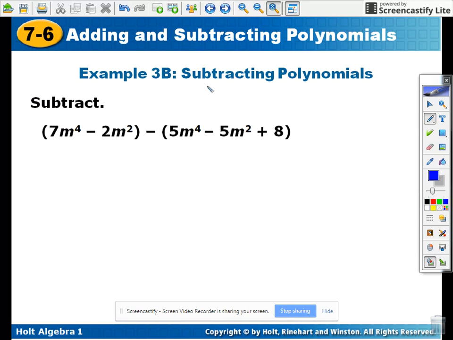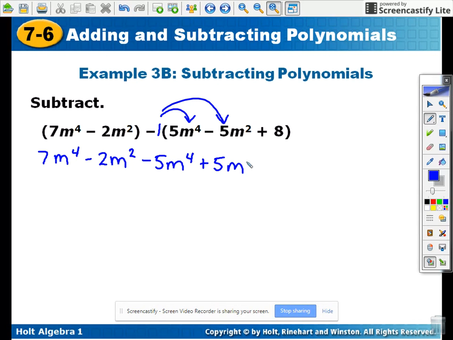So if we look at example 3b, I see here that I have a negative 1. I'm going to rewrite the first one without the parentheses, and now I'm going to start distributing. Negative 1 times 5m to the fourth is negative 5m to the fourth. Negative 1 times negative 5m squared is positive 5m squared. Negative 1 times positive 8 is negative 8. Now I'm ready to combine like terms.